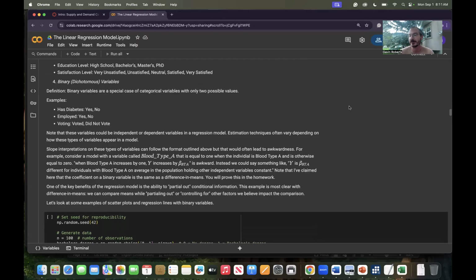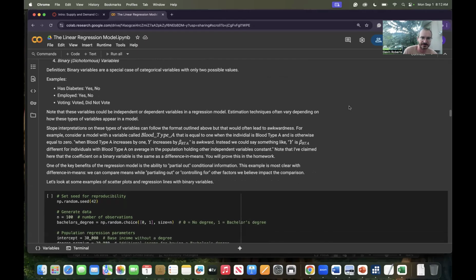Binary variables are a special case of categorical variables where they can only take two values, like yes or no questions is the best way to think about that. Almost always we'll do yes is 1, 0 is no, unless there's something really special and weird going on where that's problematic.